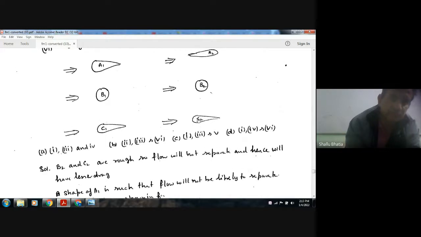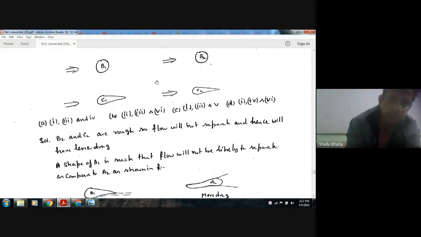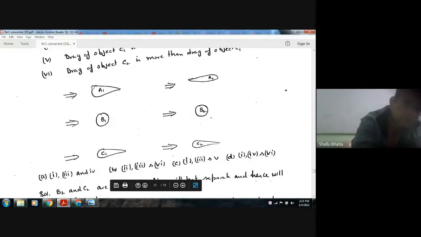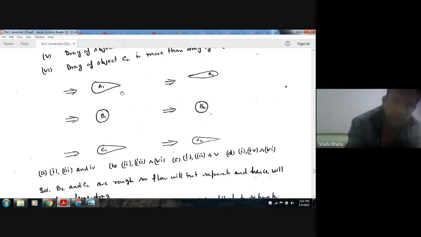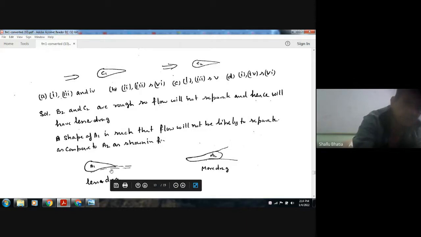Here the shape of A1 is that of an airfoil, and the shape of A1 is such that the flow is not likely to separate. Like an airfoil, the flow will try to remain attached because of this airfoil shape, so here there will be lesser drag. In A2 the flow will separate like this, so the drag will be more.